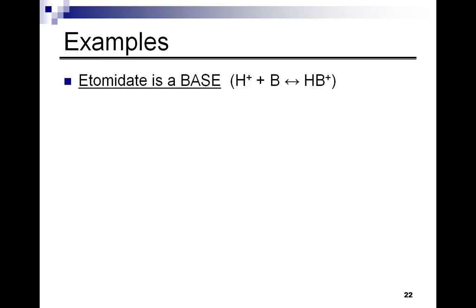If we take a drug like etomidate, now etomidate is a base, which means that it can accept a proton to become positively charged. Etomidate has a pKa of 4.2. Now if I inject it into the blood, which has a pH of 7.4, we can say that the blood, the environment, is less acidic than the pKa of etomidate.